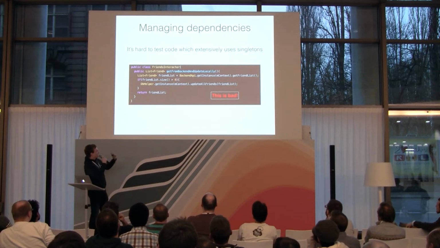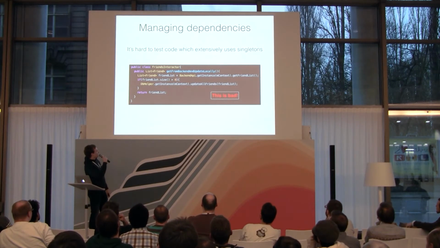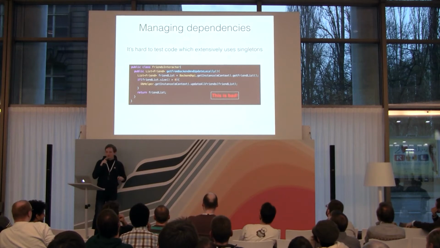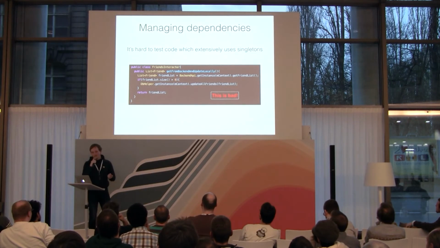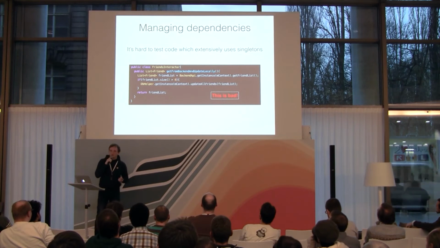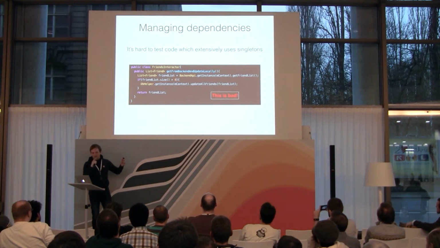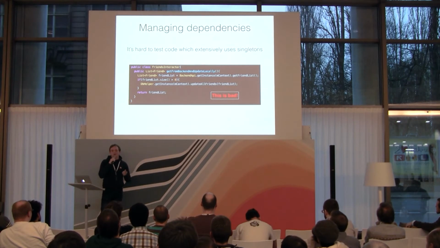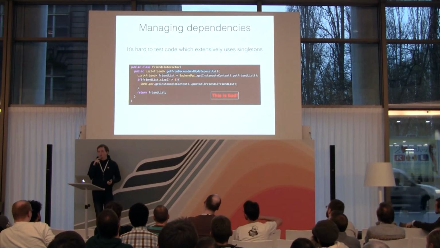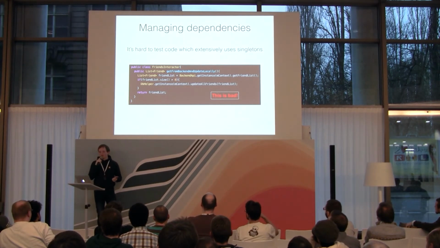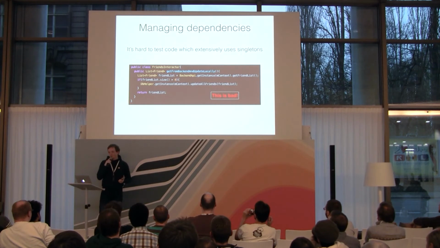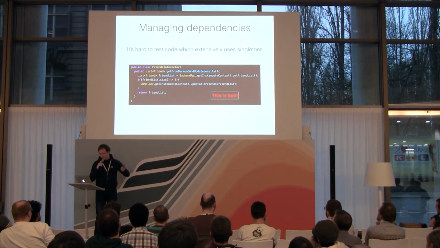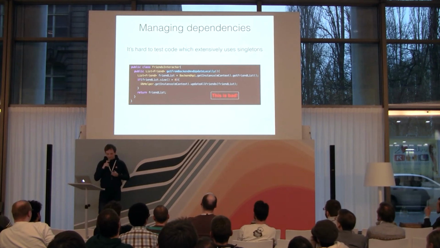I bet you have that, or you've seen that. You have these singletons, right? And within your classes, you just go, okay, singleton get instance, and then do something. And then when you try to unit test this class, it's not impossible to replace the dependency, but it's really hard. Try not to do that.